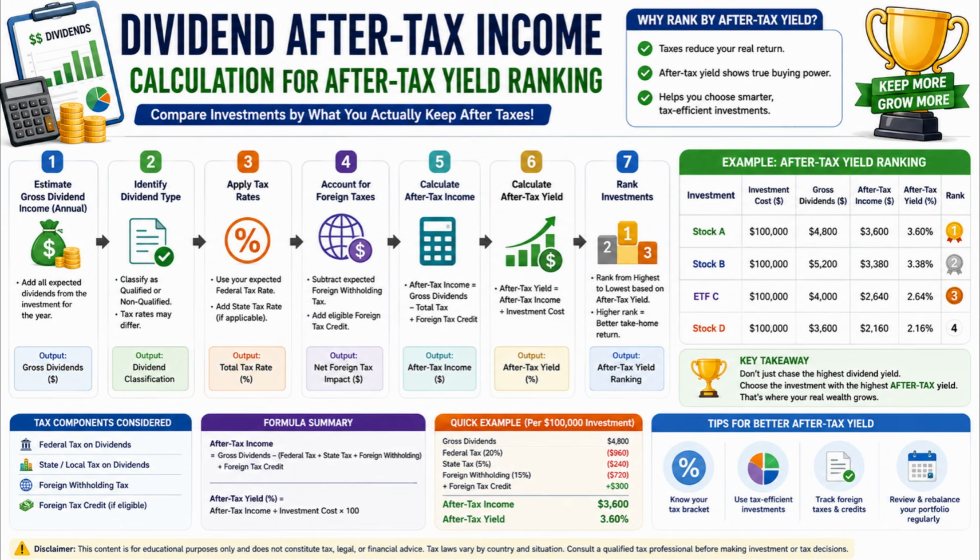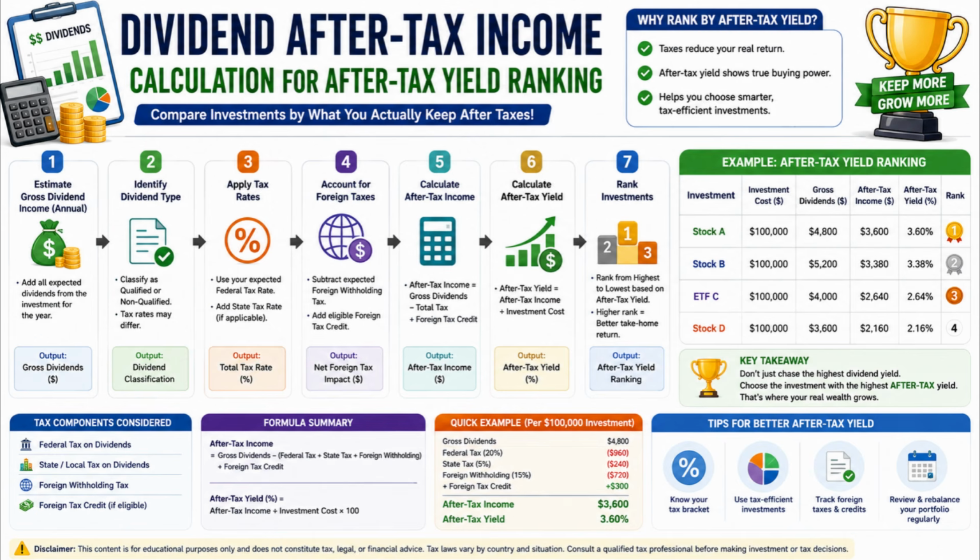First, estimate your gross dividend income for each investment. This means adding all expected annual dividend payments before any taxes, withholding, or credits. For example, if an investment pays $4,800 in annual dividends, that gross dividend amount becomes the starting point for the after-tax calculation.